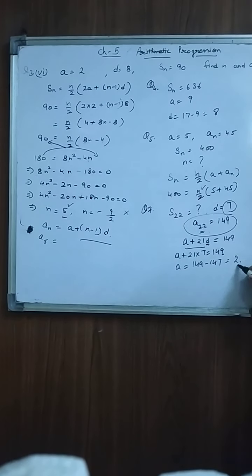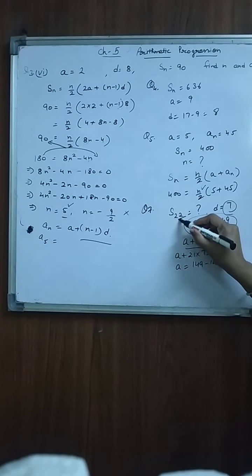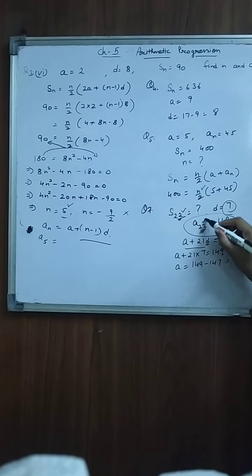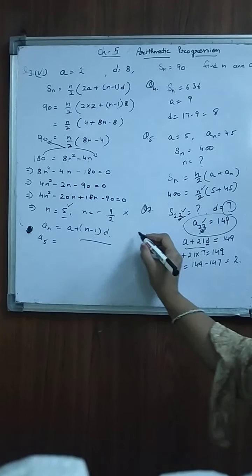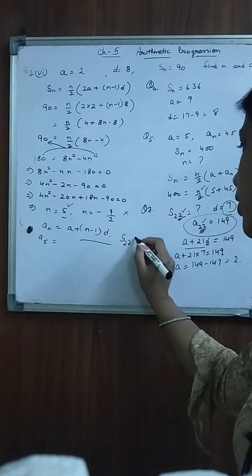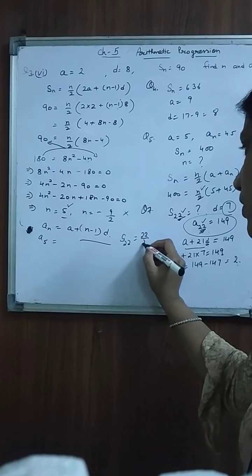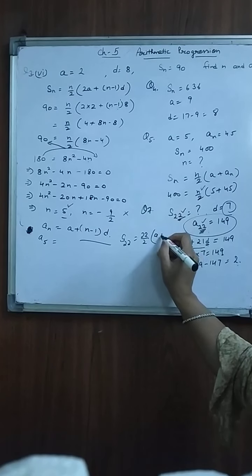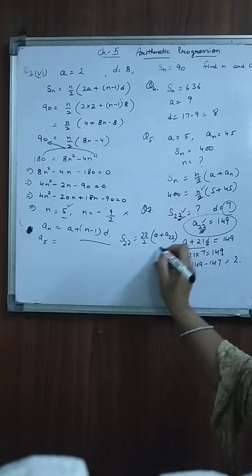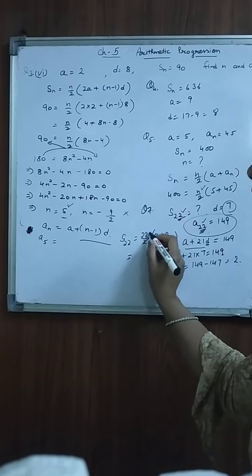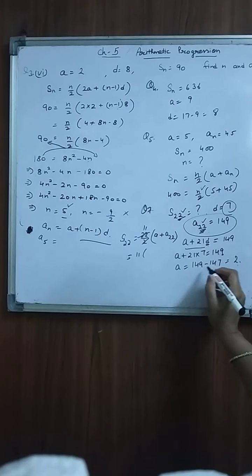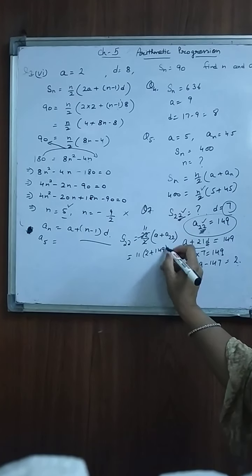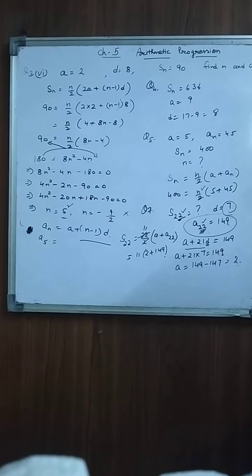If A value is 2, S22 you need to find. And this is also A22. It means this is your Sn and this is your An. So now if you use the formula, S22 is equal to, N is 22, 22 by 2 into A plus An, A22. We have got 11 into A is 2 and An means 149. You got your 22nd term.